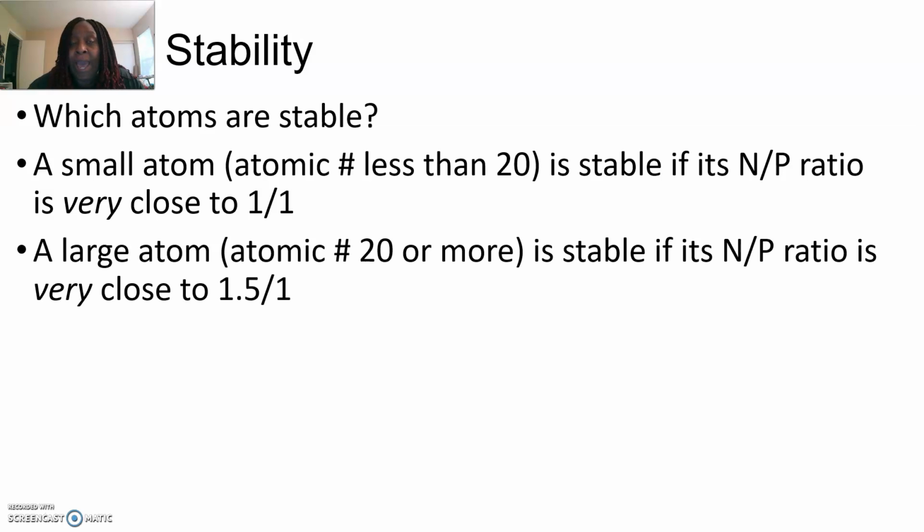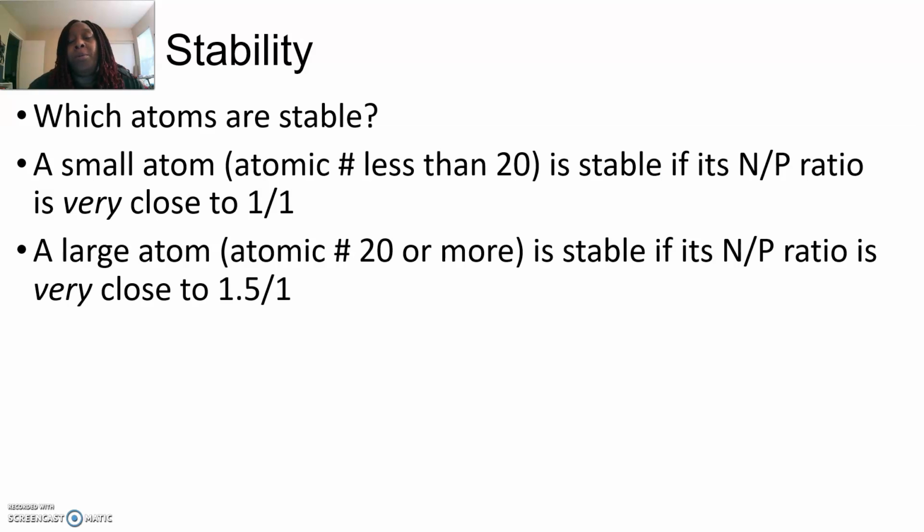A large atom that has an atomic number of 20 or more is considered stable if that same neutron-proton ratio is close to 1.5 to 1. So less than 20, we're looking for a 1 to 1.